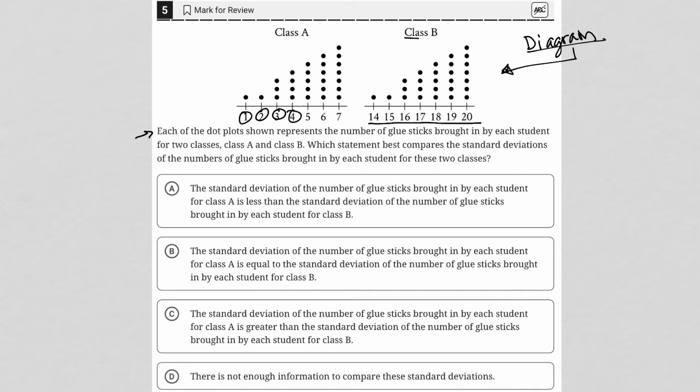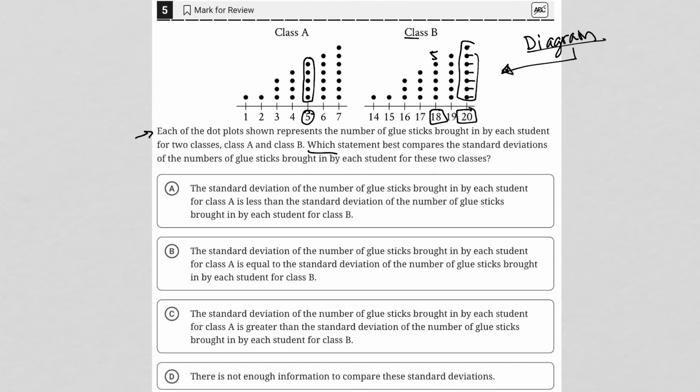But in Class B, is it really saying that there were, I think I understand now. So there are, for instance, 5 students who brought in 5 glue sticks, whereas in Class B, there were 20 students who brought in 1, 2, 3, 4, 5, 6, 7 glue sticks. And there were 18 students for Class B that brought in 5 glue sticks, right? So there's quite a few more students in Class B seemingly than there is in Class A. I think I understand the diagram now. Let me continue with the question.